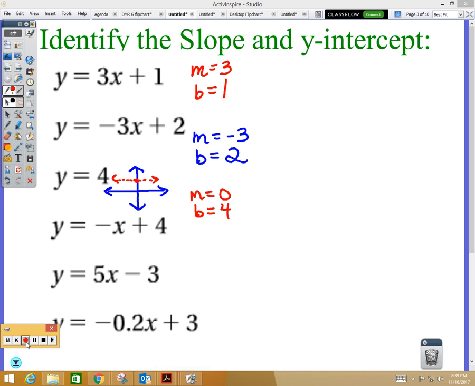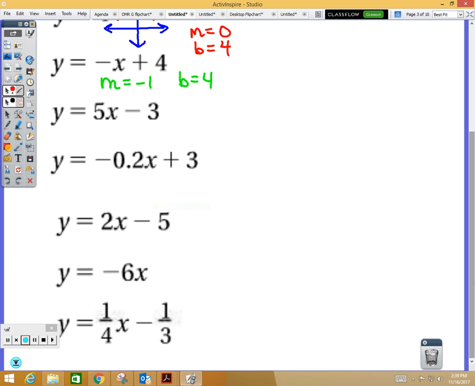Alright, so if we look at this other one, between the equal sign and the x is a negative. So slope would be negative 1. What is the y-intercept? 4. Alright, let me scroll up and make sure I don't have any that might confuse us. So we're okay with the fact that slope could be a decimal. Negative 0.2 would be the slope here.